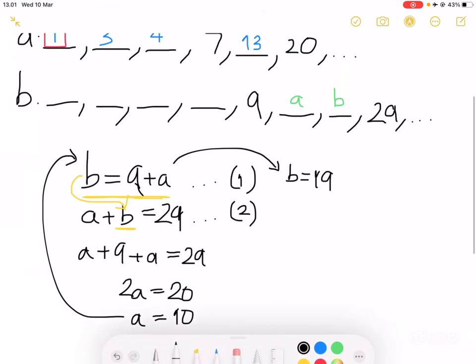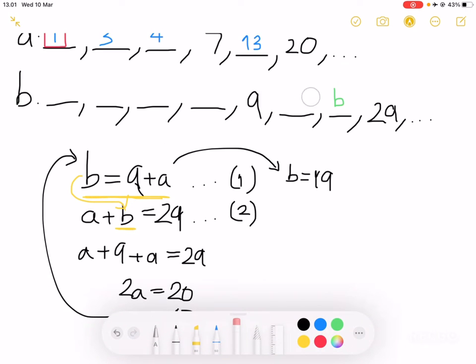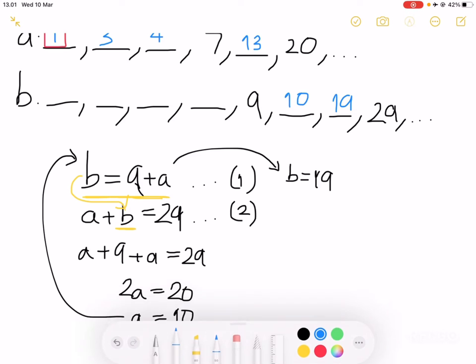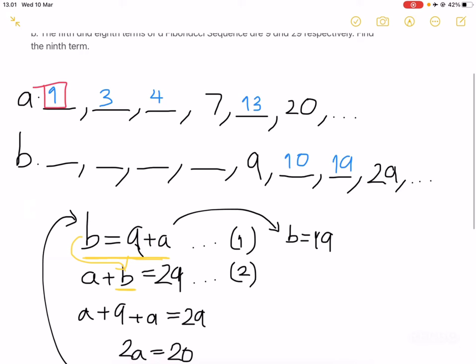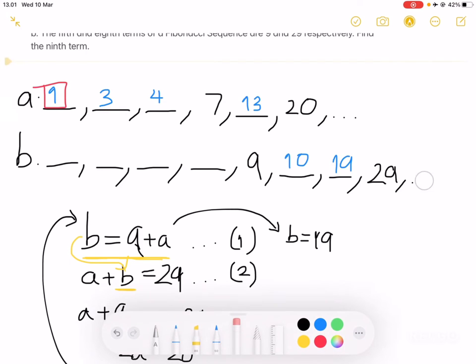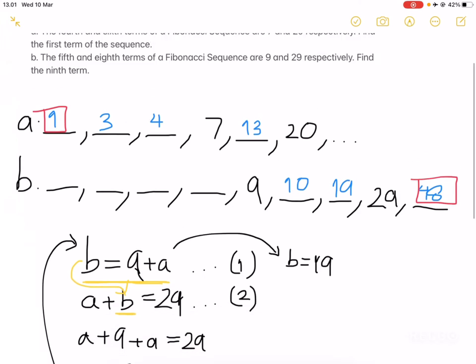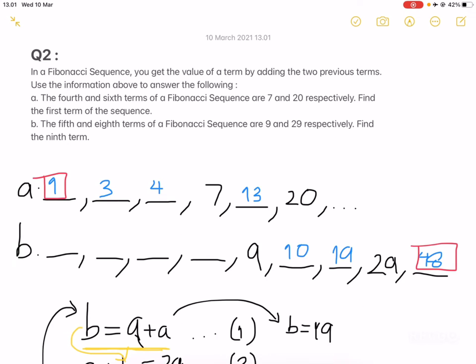So with this in mind, we can just replace these with our found values here. And what is the question asking? The ninth term. So it will be the term after this. And that is pretty simple. You just add 19 with 29. So the answer in this case will be 48. There you go. So that is the second question.